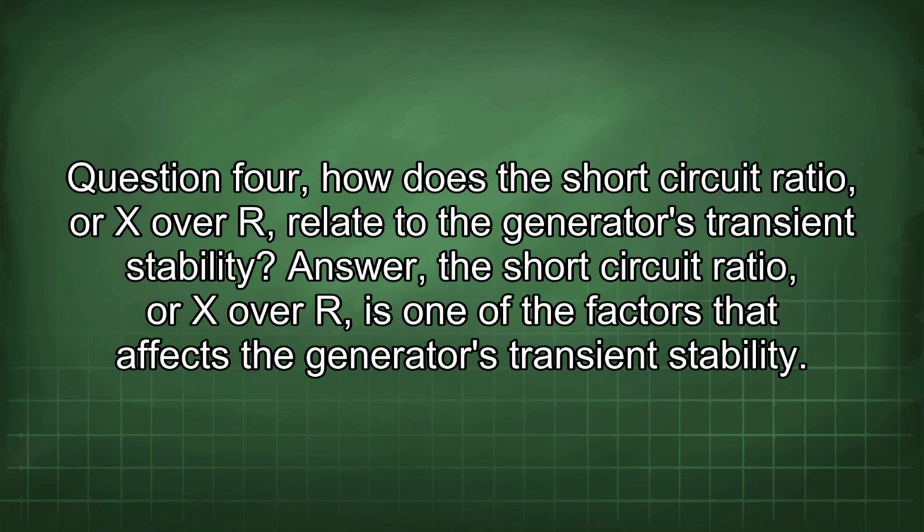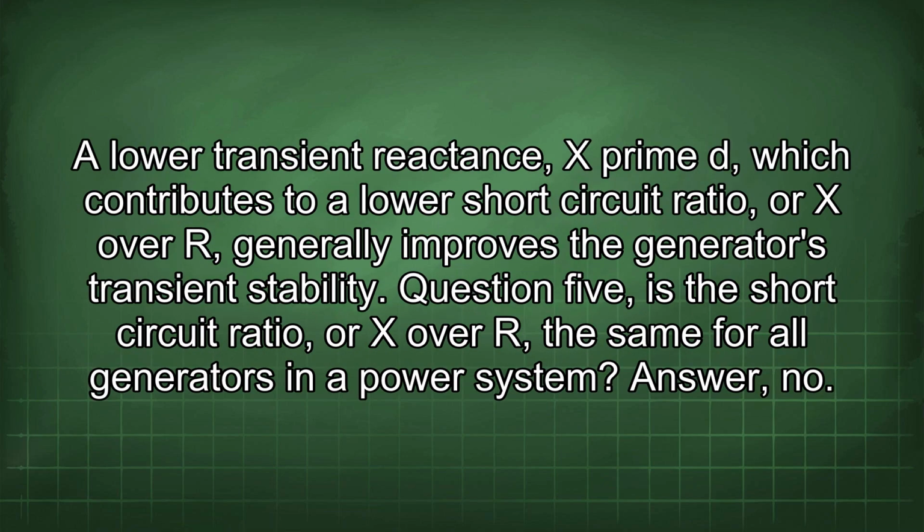Question 4. How does the short circuit ratio, or X over R, relate to the generator's transient stability? Answer: the short circuit ratio, or X over R, is one of the factors that affects the generator's transient stability. A lower transient reactance, X prime D, which contributes to a lower short circuit ratio, or X over R, generally improves the generator's transient stability.